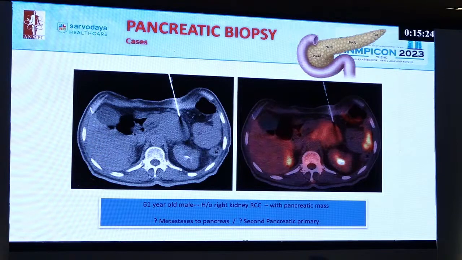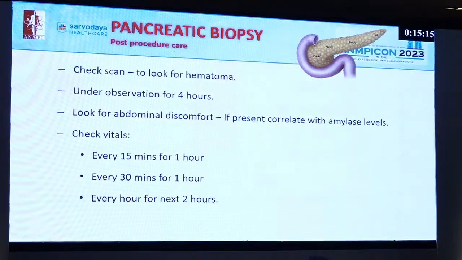This is a 61-year-old male with right kidney RCC with a pancreatic mass. Whether it's a metastasis or whether it's a second primary. So we did a biopsy from this pancreatic lesion that turned out to be primary pancreas.